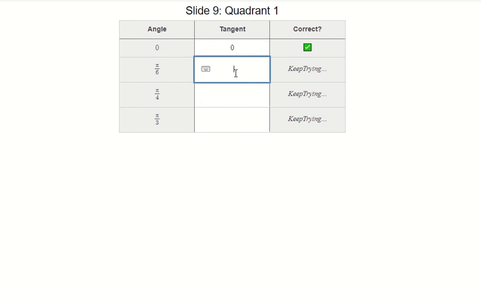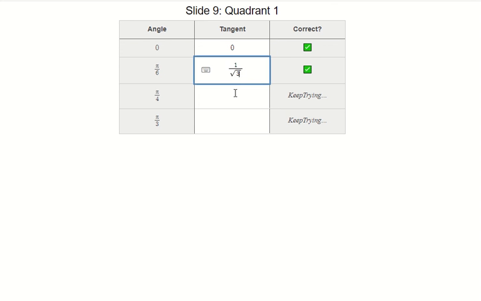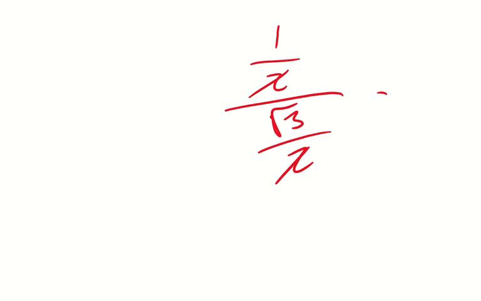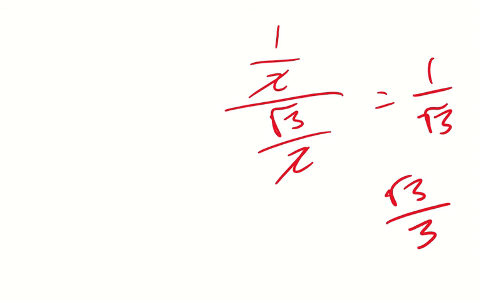And then at pi over 6, my x value is the square root of 3 over 2, and my y value is 1/2, so it's going to be 1/2 divided by the square root of 3 over 2. You could do 1 over 2 over square root of 3 over 2. The 2's cancel out, and you get 1 over the square root of 3. The other way to write that is the square root of 3 over 3.